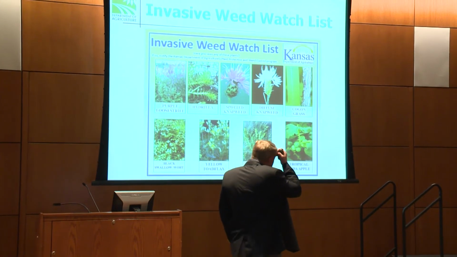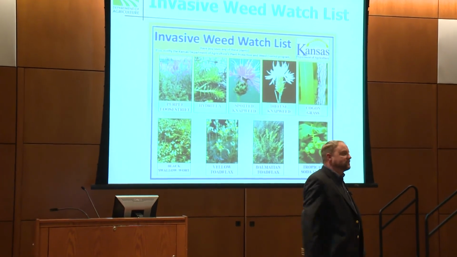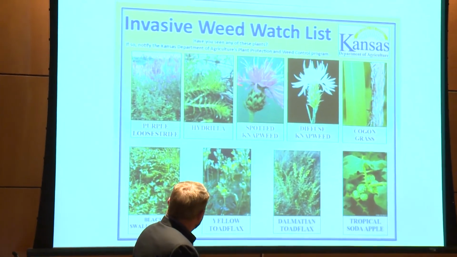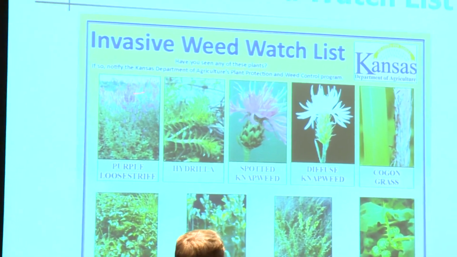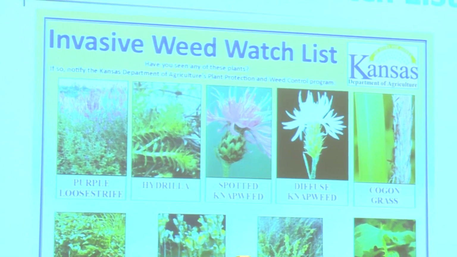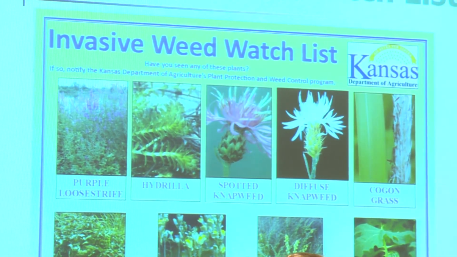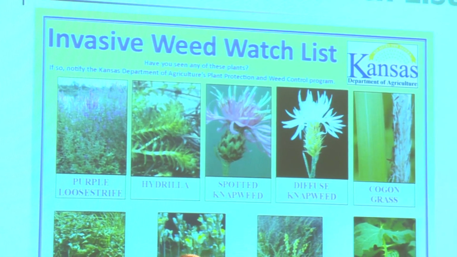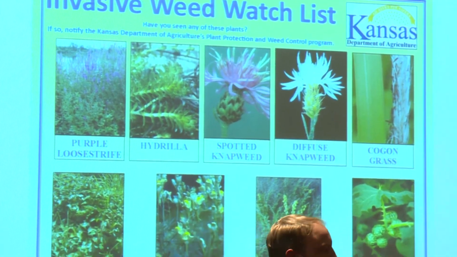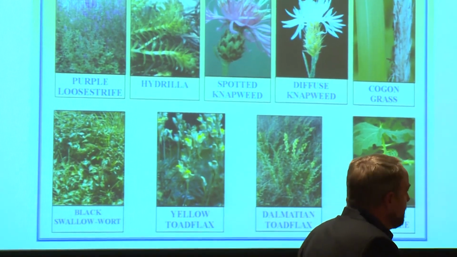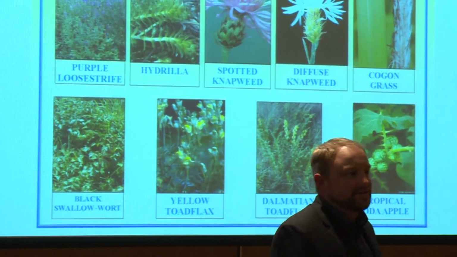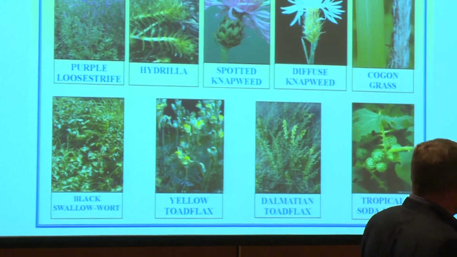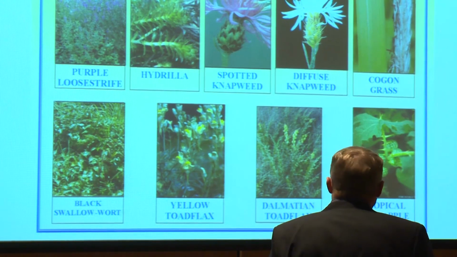And then we have the watch list called our early detection rapid response list. As you can see up here, if you've seen any of these, please contact the Kansas Department of Agriculture. We need to know about these. Some of them are in Kansas already, but not very widespread. We want to make sure they don't spread anymore. But a lot of them are not in Kansas, and we need to know right away if they are ever found here, because we need to jump on them as soon as possible.